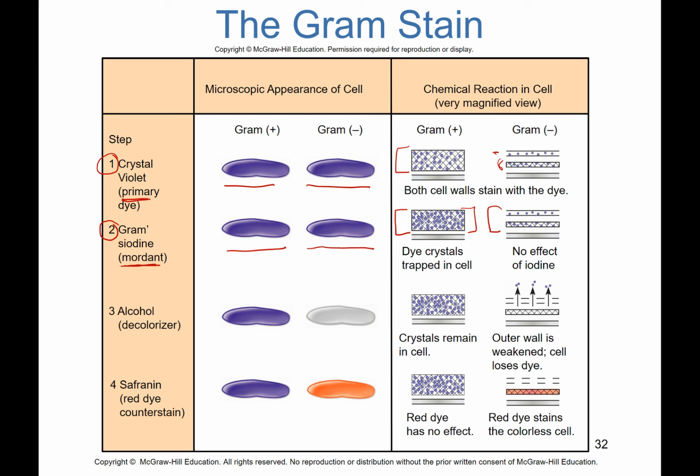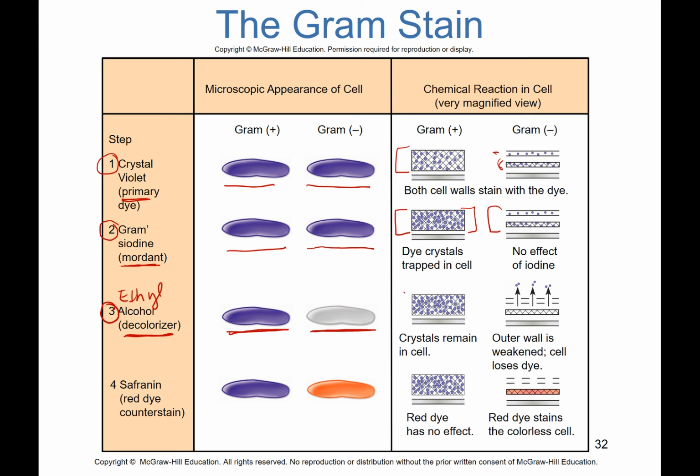The next thing we do, the third step, is apply ethyl alcohol. Ethyl alcohol is a decolorizer, so it's going to do exactly what it says. It's going to wash away that stain. If, after applying ethyl alcohol, we looked at a microscope, gram-positive cells would still be purple. Gram-negative cells would be colorless. We wouldn't see a gram-negative organism under the microscope after applying alcohol.